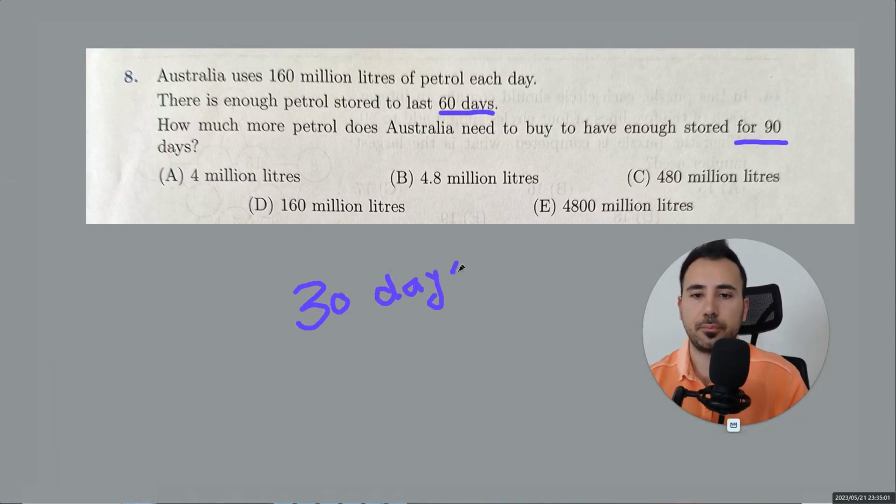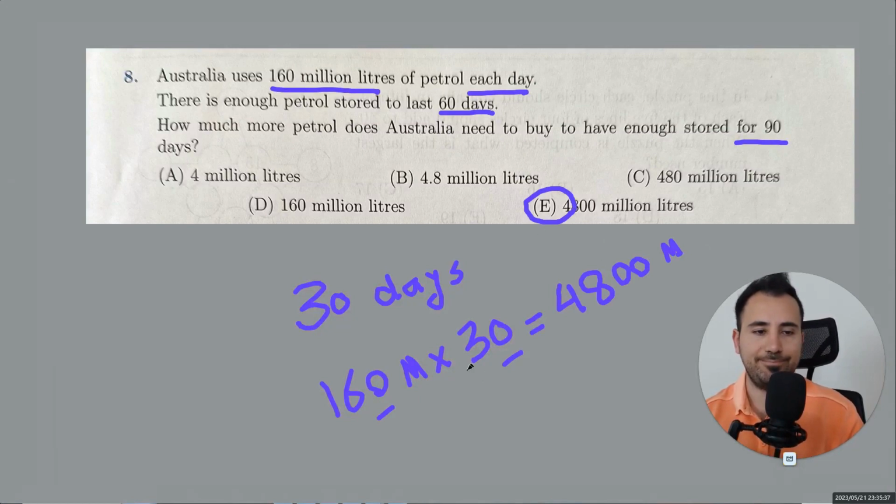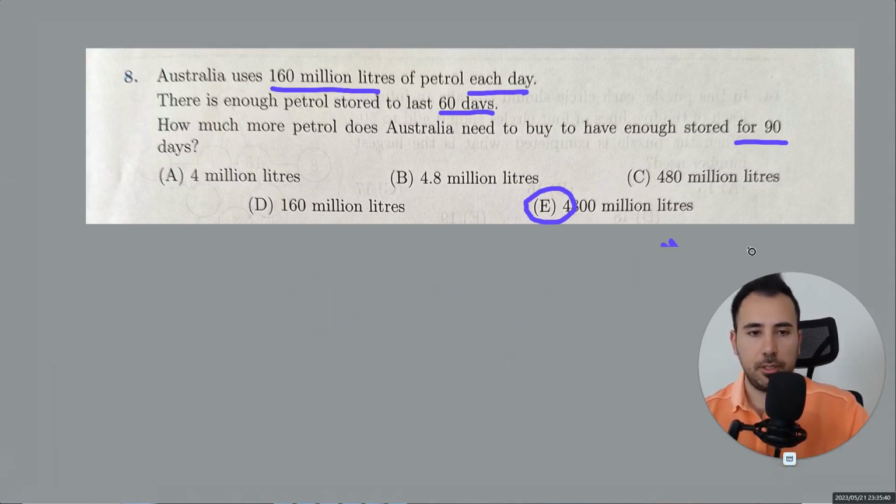They require 1 day, they need 160 million. So we just need to multiply 160 million by 30. How much is that going to be? 16 times 3 is 48. One zero here, one zero here, 2 zeros. And the million will be repeated, which is going to be E. So we continue to question 9.